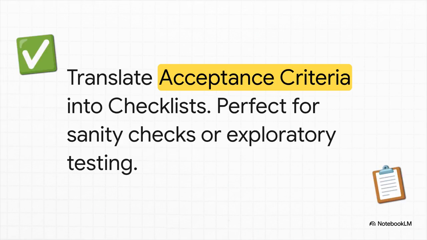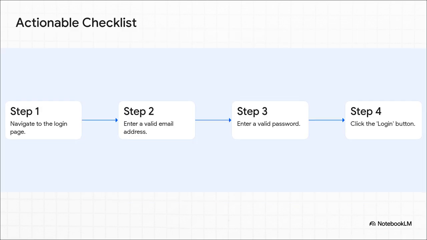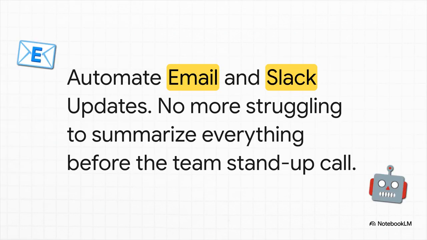All right, on to our third trick, and this one is so useful. You can translate formal acceptance criteria directly into an actionable checklist. This is perfect for doing quick sanity checks or for creating guides for exploratory testing. And again, the prompt couldn't be simpler, right? You're taking those formal, sometimes kind of clunky acceptance criteria from a user story and just telling the AI, hey, turn this into a practical step-by-step plan for me. And this is what it spits out, a super straightforward checklist that pretty much anyone on the team can follow. It's perfect for a final check before a release, or even for delegating a task to a junior tester with total confidence.